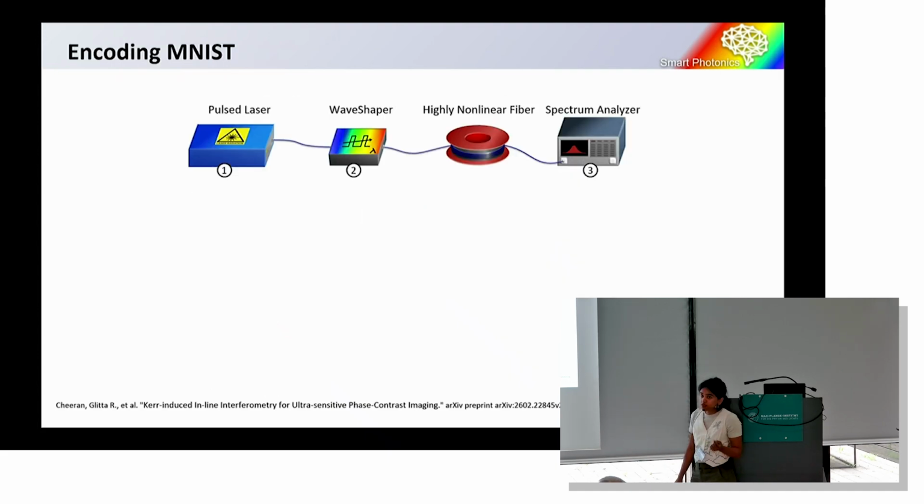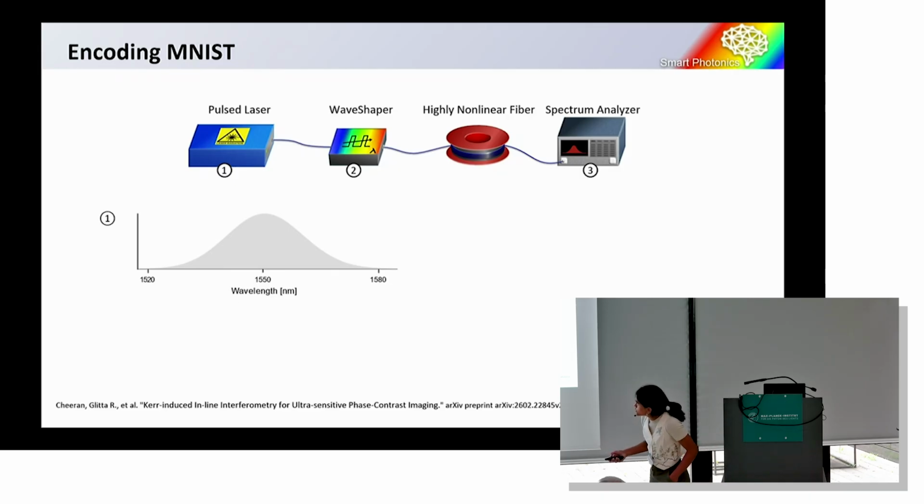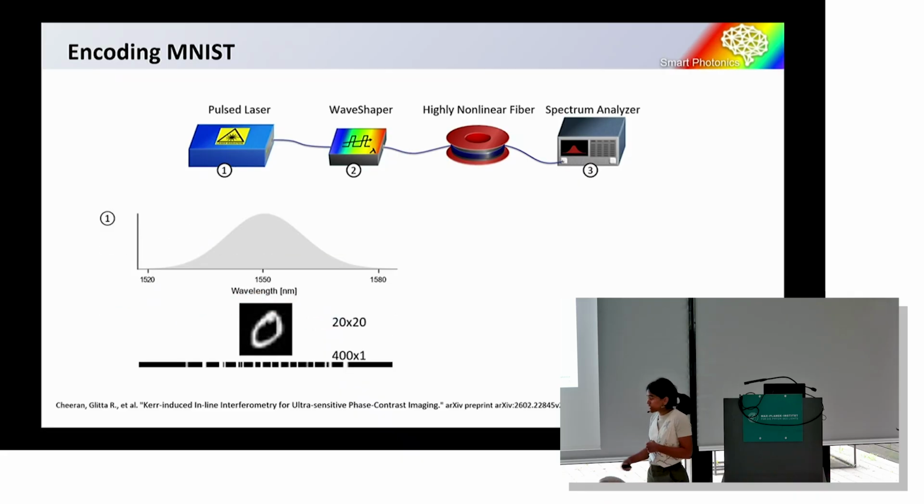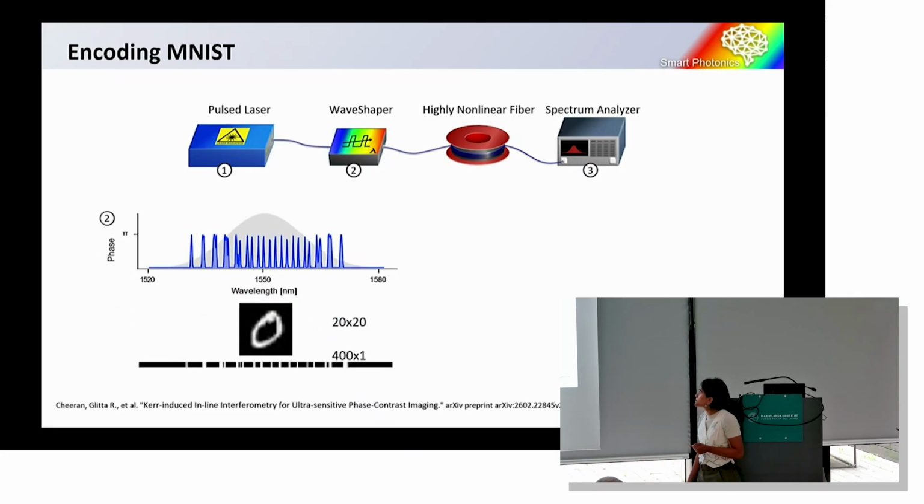Now, that was the case of a single bit. What happens when we encode the whole MNIST? We start with the spectra, and we have to encode now a two-dimensional image. But if you remember, in the wave shaper, we only have access to one dimension. So for this, we flatten out the image, and then we apply it as phase onto the spectra.